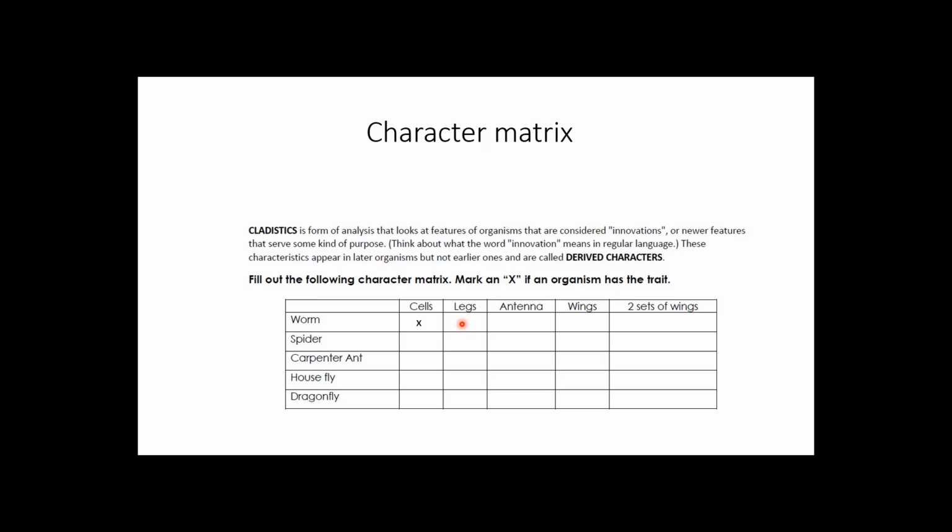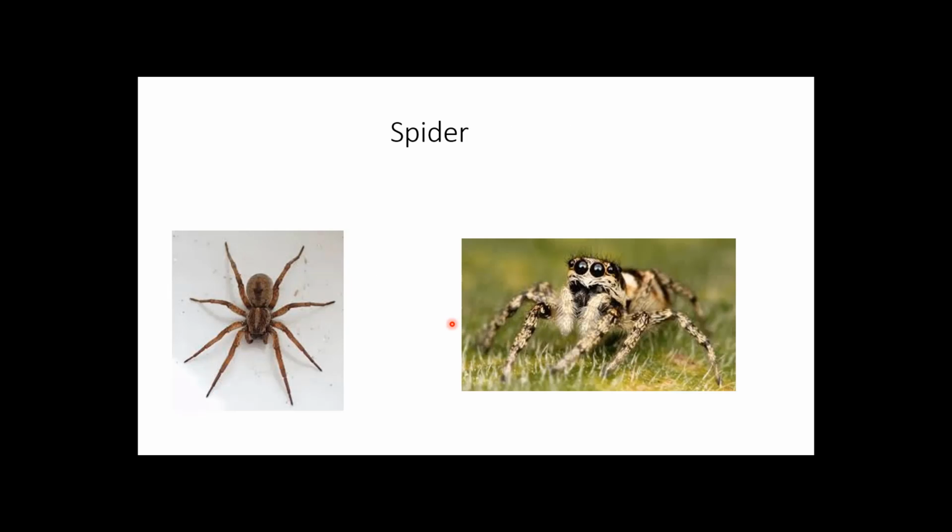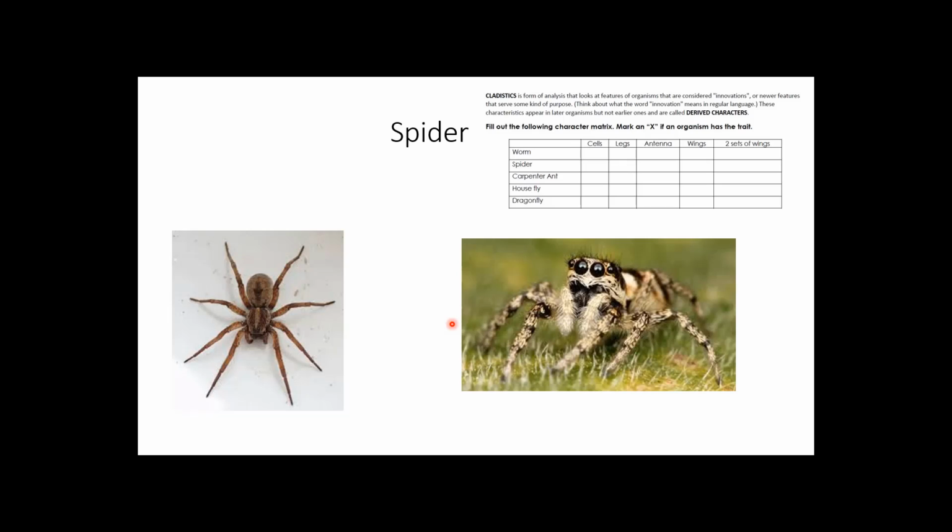Let's look at spiders. Spiders have legs, so we're going to put an X on there, for the fact that they have cells first and that they have legs. So they have both cells and legs. But do they have antennae? The answer is no. These things right here are palps that help it eat, and its fangs are right there. So there are no antennae on this. These are small hairs.